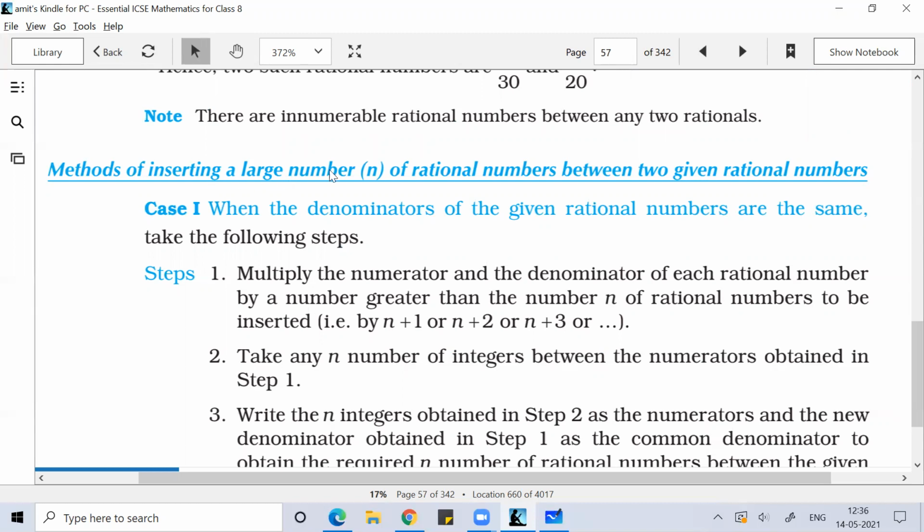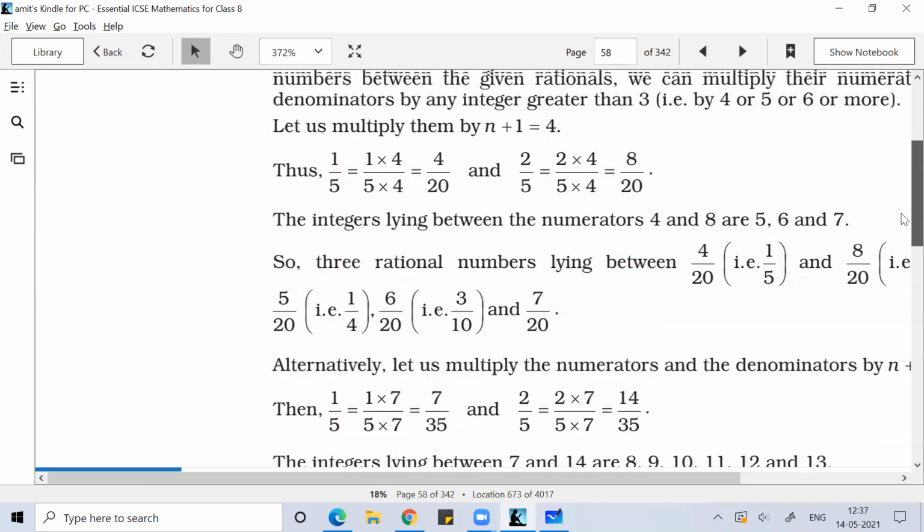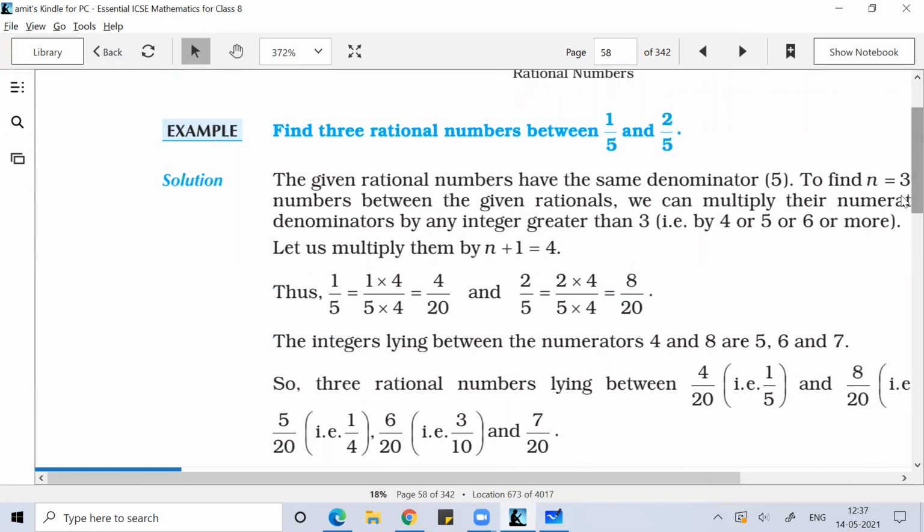Method of inserting a large number n of rational numbers between two given rational numbers. Now, what I told you just now, I did this problem. I asked you also whether you understood or not. You said you understood. Then I made you read this also. Again, I'm doing it for you. Please pay attention. How many rational numbers do you want?